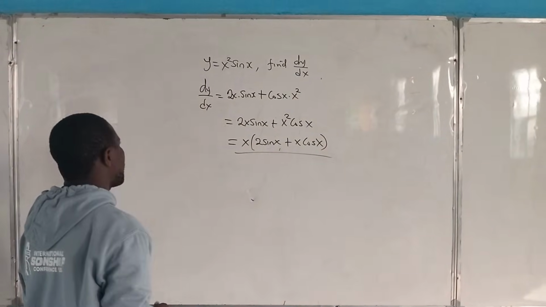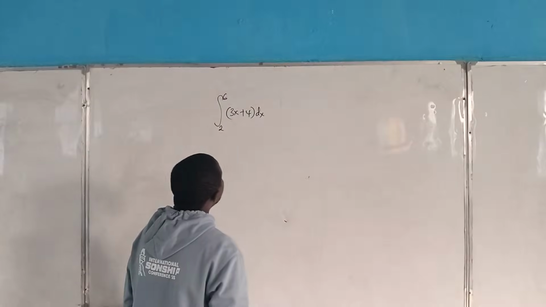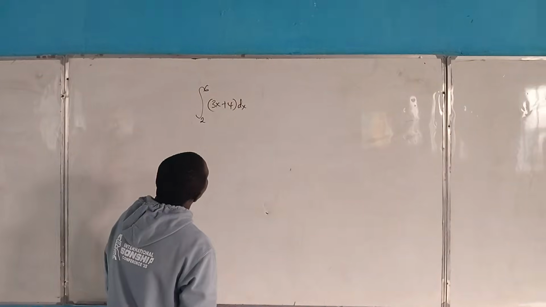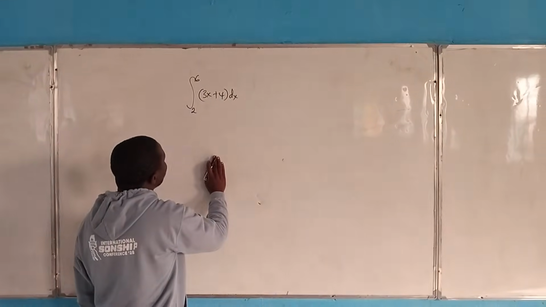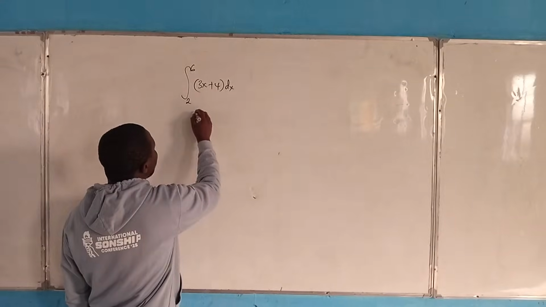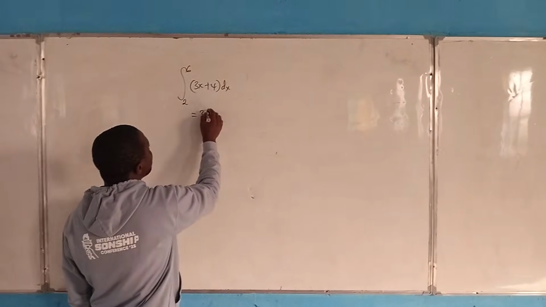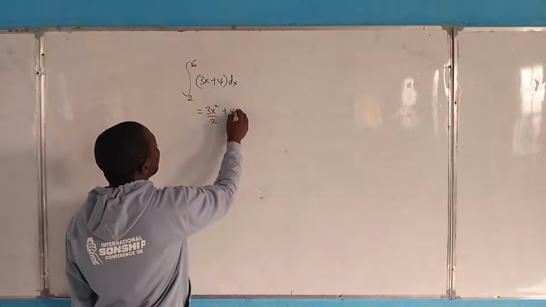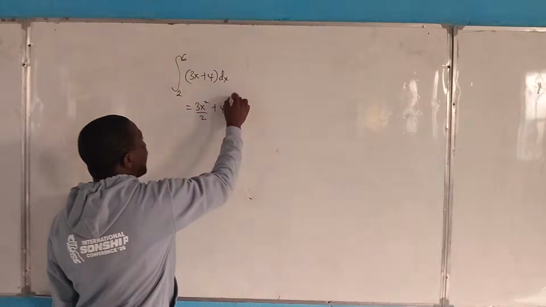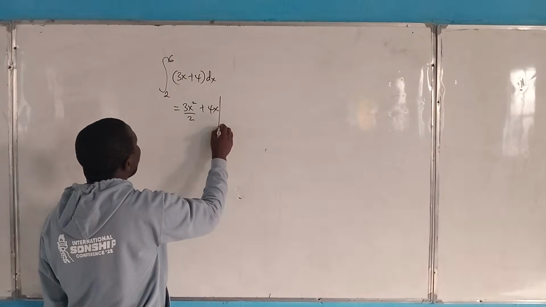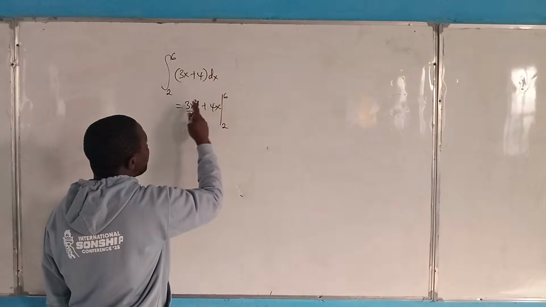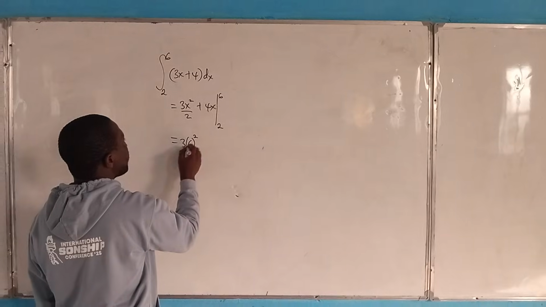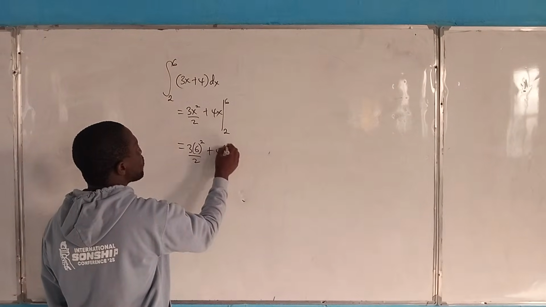It is factorized. We have this, the integral of 3x plus 4 dx within this interval. What do we do? Let's integrate it. This will give me 3x raised to 1 plus 1, that is 2, over 2 plus 4x. There, you now put in your 2 and your 6. Anywhere I see x now, you put 6. So this will give me 3 into 6 squared over 2 plus 4 into 6.